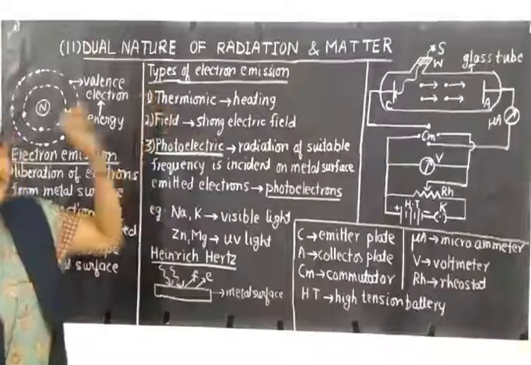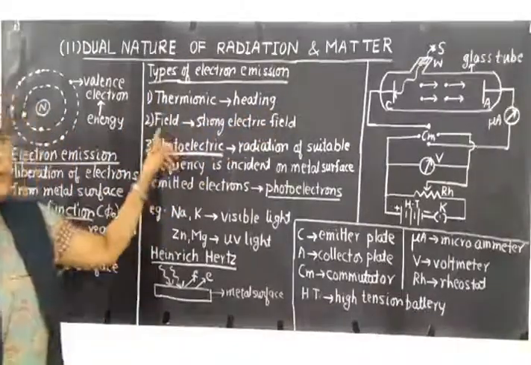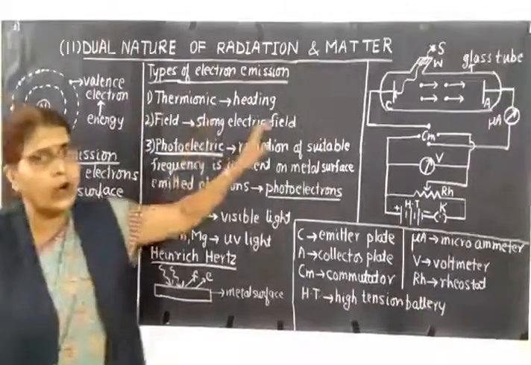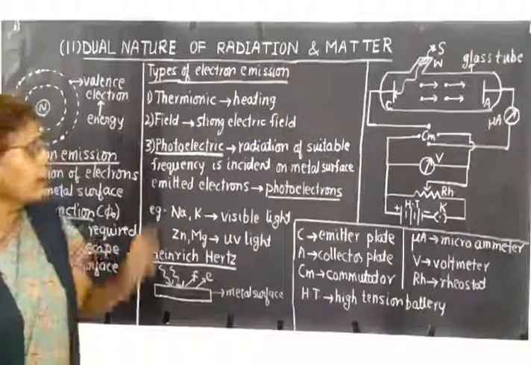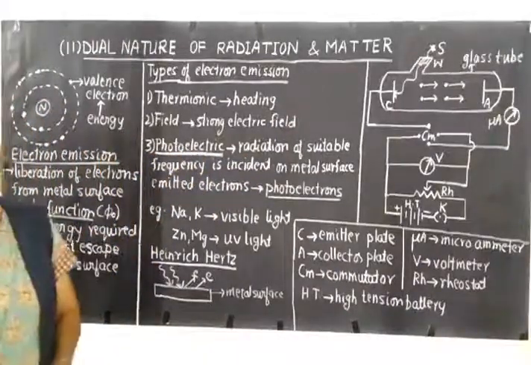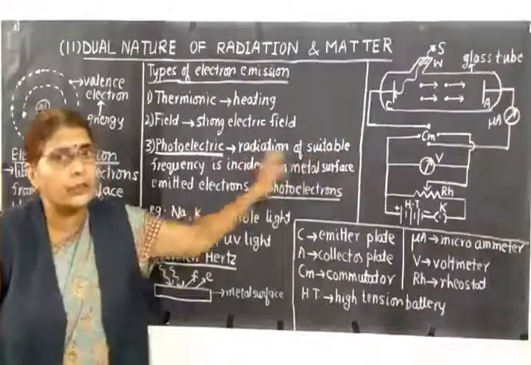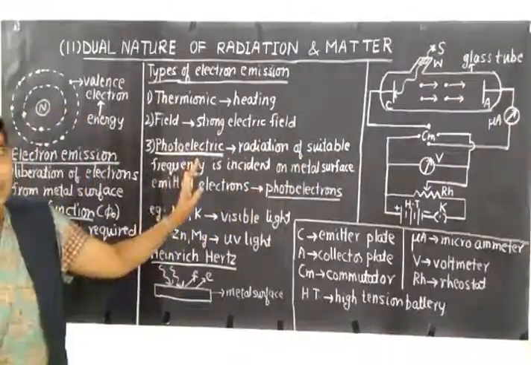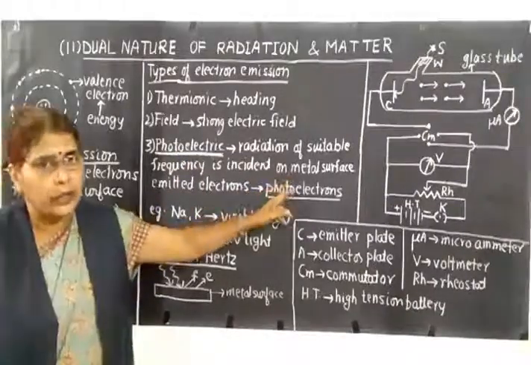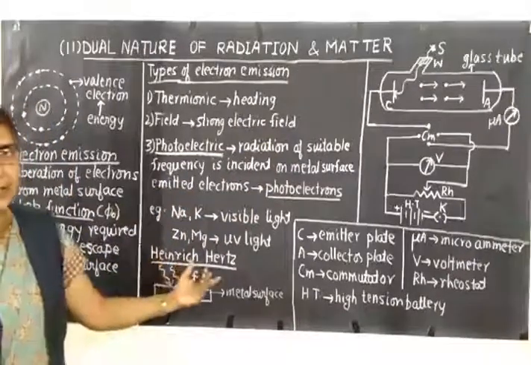First one is emission of electrons by heating the metal. Second one, field emission, is emission of electrons by applying a strong electric field to the metal. Third one, photoelectric emission, is nothing but emission of electrons from a metal surface when radiation of suitable frequency falls on it. The emitted electrons are called photoelectrons, and this phenomenon was discovered by a physicist, Heinrich Hertz.